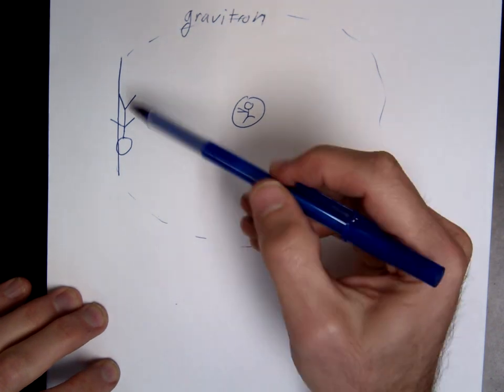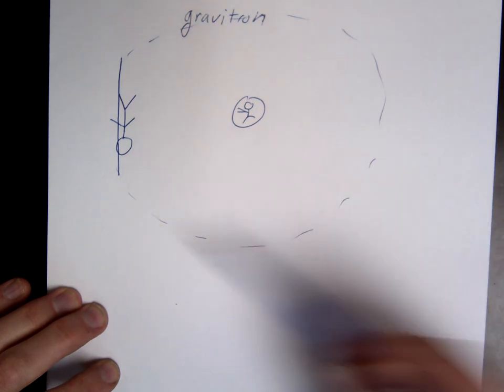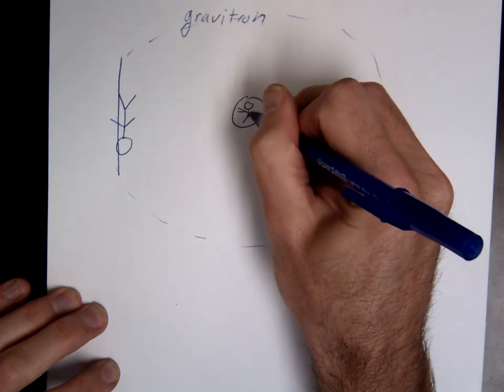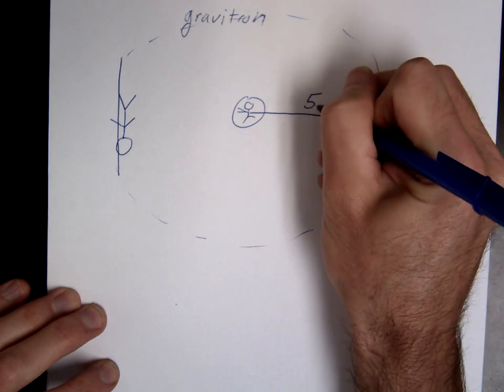So here's our gravitron ride. Here's our guy. He's right here. It's going to spin around. Okay. The radius, let's make the radius like 5 meters.